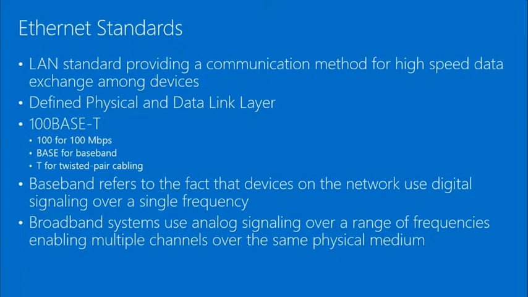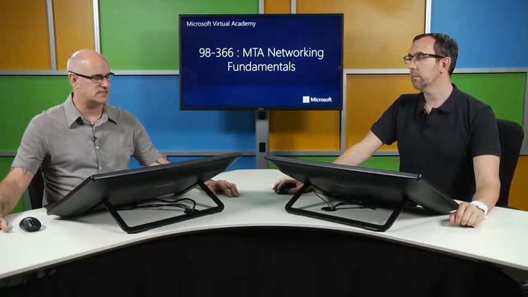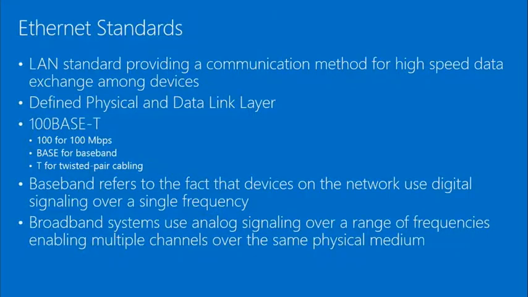100BaseT is an example of an Ethernet standard. To break that down, the 100 stands for 100 megabit. The base is for baseband versus broadband. And T is for twisted pair cabling, which we'll look at later as well. Baseband refers to the fact that the networks use digital signaling over a single frequency. Broadband systems use analog signaling over a range of frequencies, enabling multiple channels over the same physical medium.